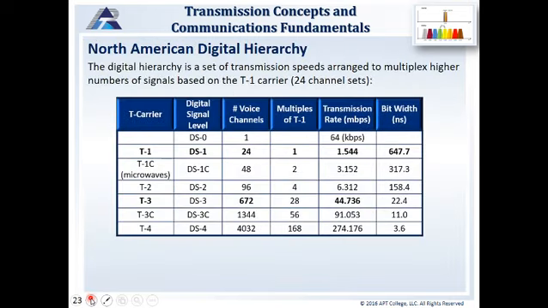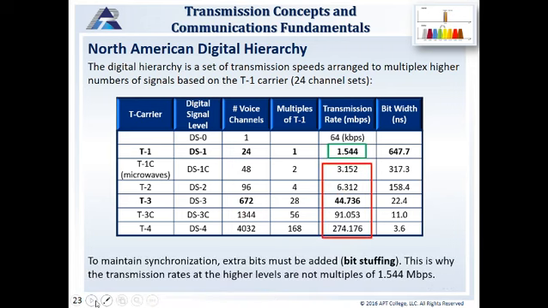This is what our North American digital hierarchy looks like. North American digital hierarchy is a set of transmission speeds arranged to multiplex higher numbers of signals based on the T1 carrier. So our T1 carrier is a digital signal level of 1, has 24 voice channels. It is 1 T1, and the transmission rate is 1.544 megabits. Our bit width in nanoseconds is 647.7 nanoseconds.